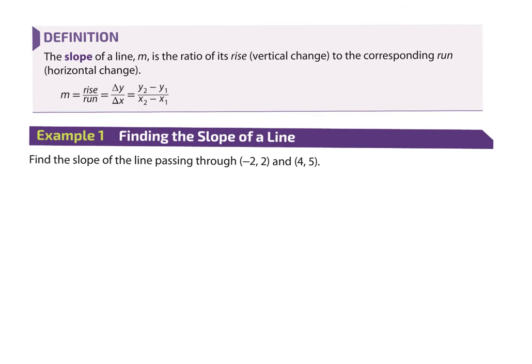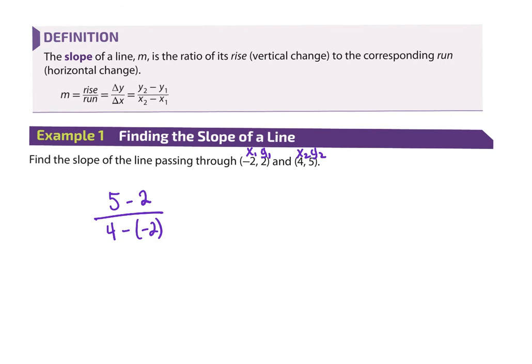So they've given me 2 points. They want me to find the slope. We're just going to plug it in. If you want to label it, you can. Your first set of points, x1, y1. Your second set of points, x2, y2. y2 minus y1, that's 5 minus 2, over x2 minus x1, 4 minus a negative 2.